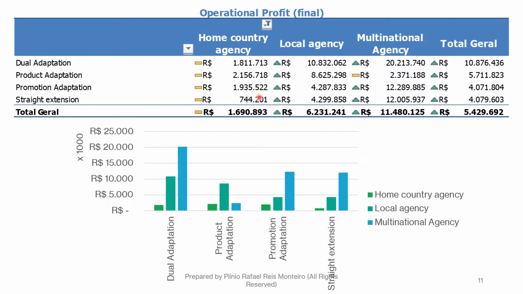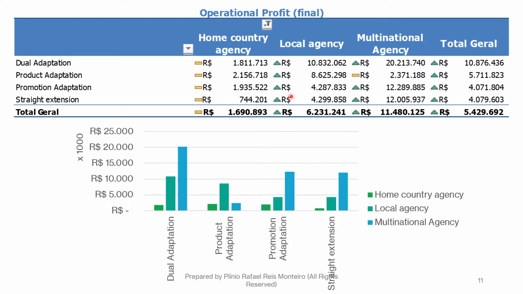One interesting thing is that this also needs to consider other factors in the simulation. But when you compare other types, for instance the local agency, we can see a clear trend that with local agency, dual adaptation was much more profitable, as was product adaptation.